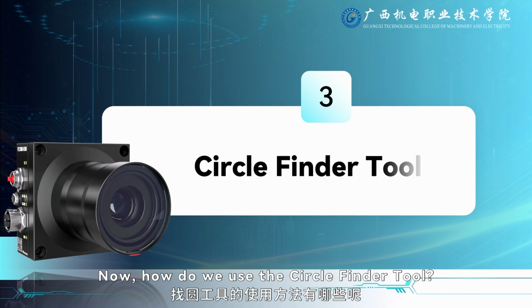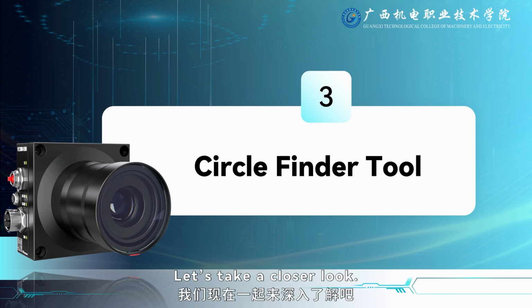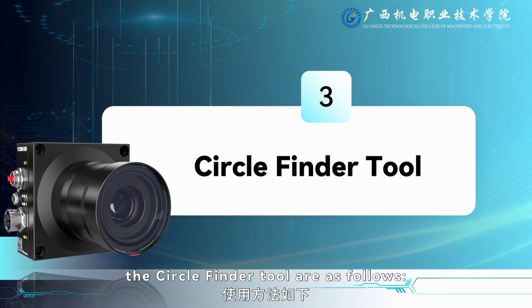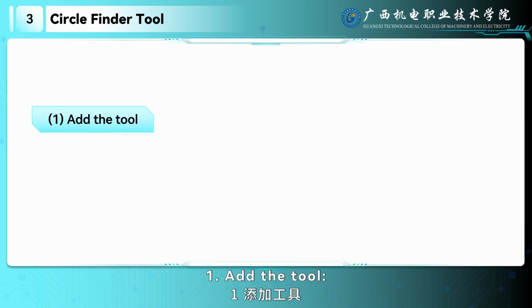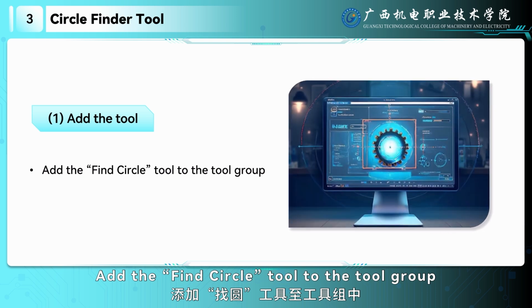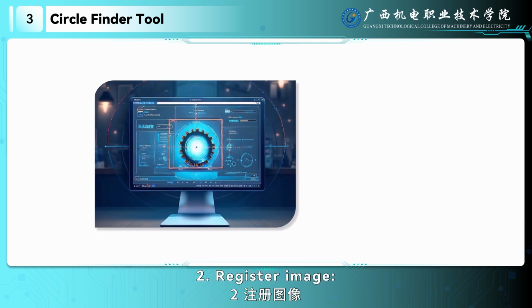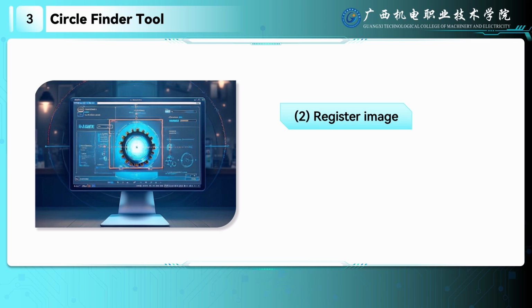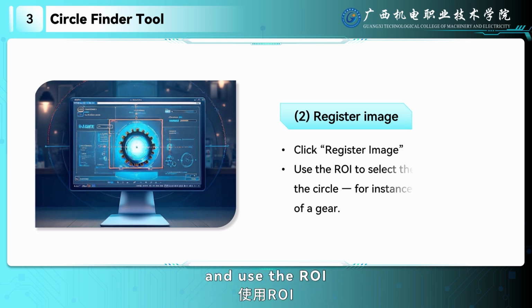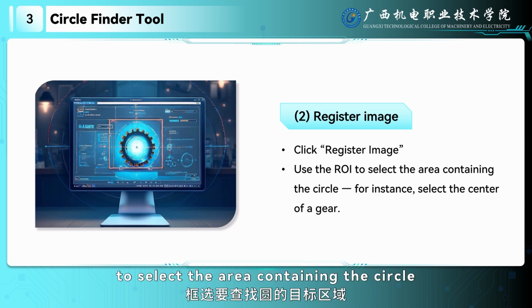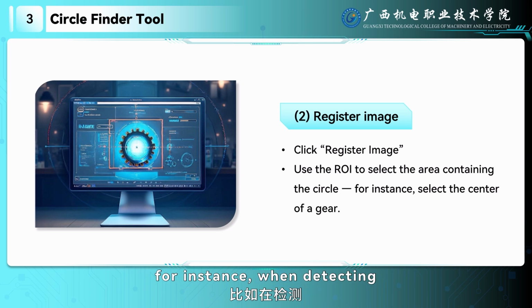Now, how do we use the circle finder tool? Let's take a closer look. In the Calibration software, the steps to use the circle finder tool are as follows. 1. Add the tool. Add the Find Circle tool to the tool group and open its parameter settings window. 2. Register image. Click Register Image and use the ROI to select the area containing the circle. For instance, when detecting the center circle of a gear, select the center of the gear.